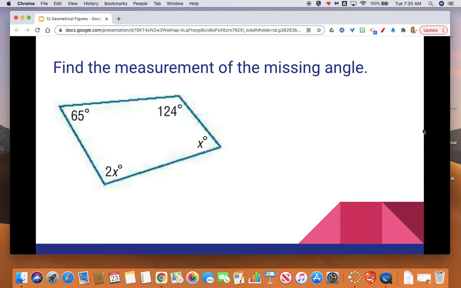You try one of those on your own. Can you figure out the two angle measurements that involve x by adding these together and setting them equal to 360?